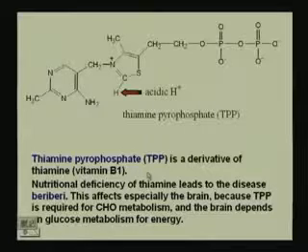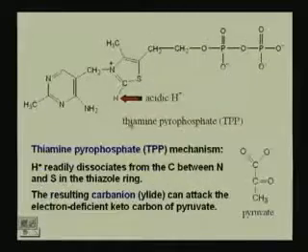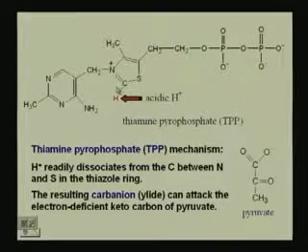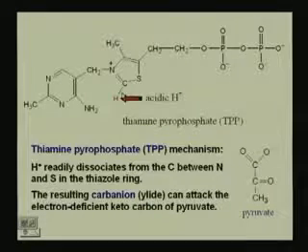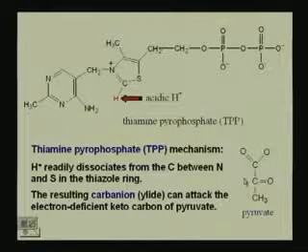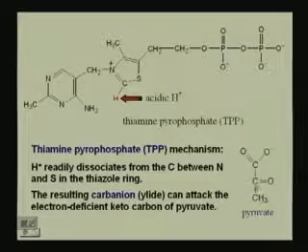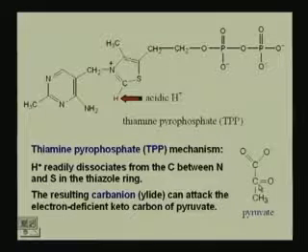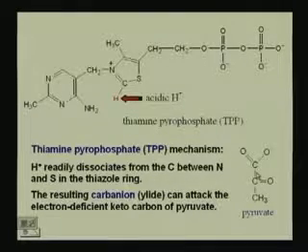formed TPP. Okay. In TPP, we have an acidic H plus, and if you remember, we spoke about this acidic H plus and how it is important in certain reactions, and we will see how it is important in this one. So, we have this acidic hydrogen that actually dissociates from the ring and creates a carbanion. Okay? This negative then attacks the, what happens here? This attacks then the carbonyl of the ketone of pyruvate, resulting in the release of carbon dioxide.